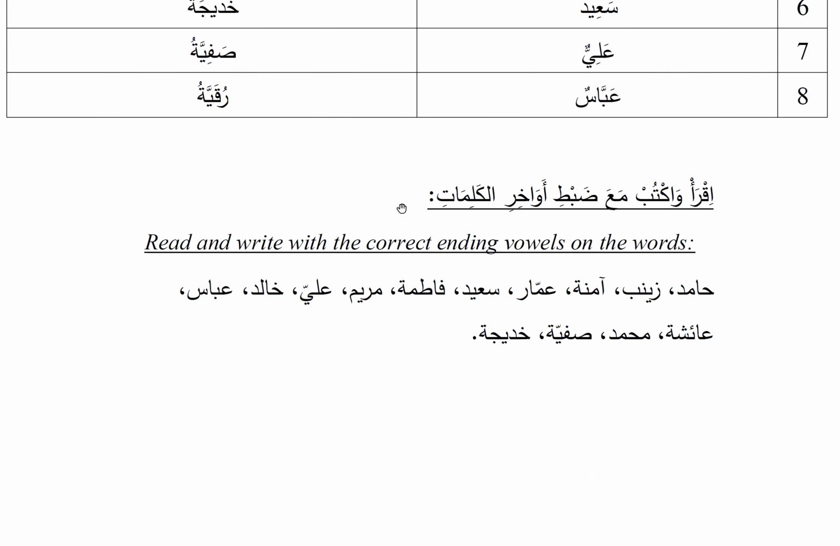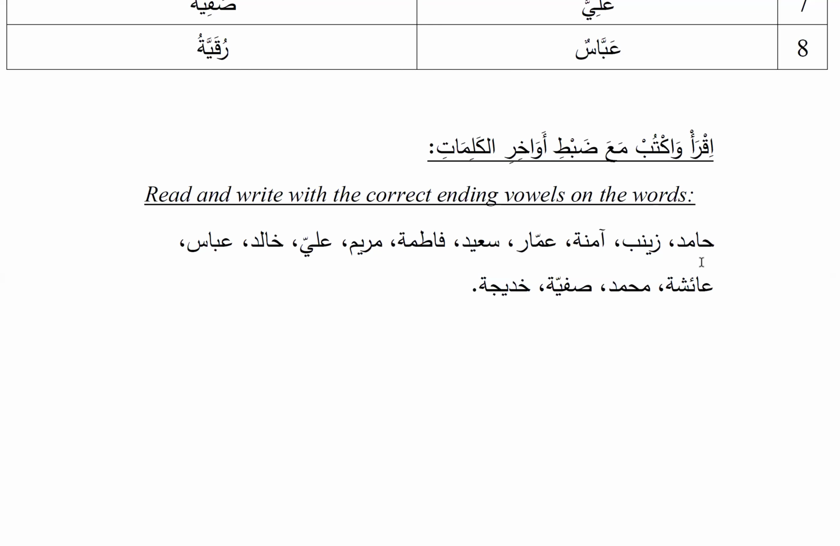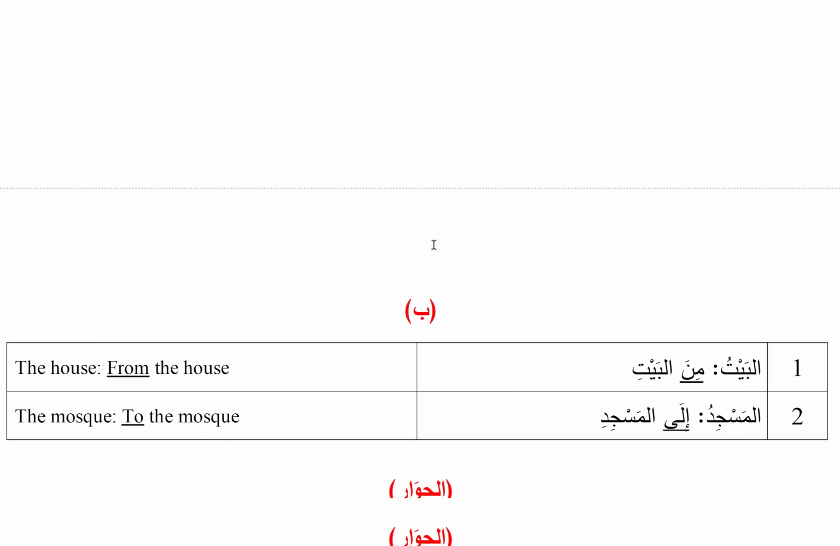We have to put the correct vowels on it. So for male nouns we put tanween, and for female nouns we put only dhamma. So for male nouns, tanween dhamma. So Hamidun. Zainabu, female name. Aminatu, this is a male name. So Ammarun, Sa'idun, and two female names here: Fatimatu, Maryamu. We have three male names here: Aliyun, Khalidun, Abbasun. Female Aishatu. Male Muhammadun. And two female: Safiyatu, Khadijatu.